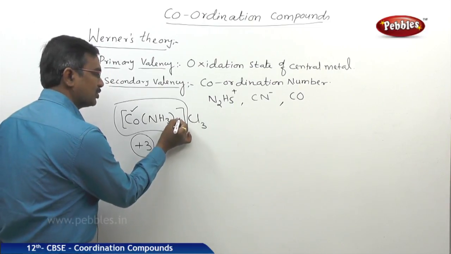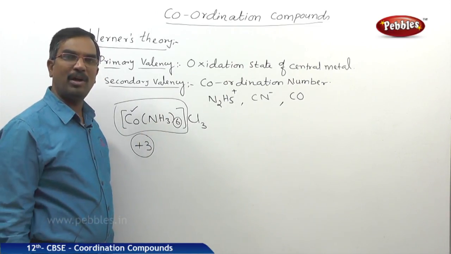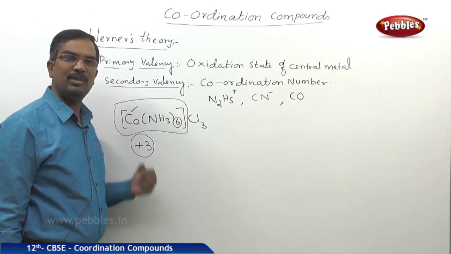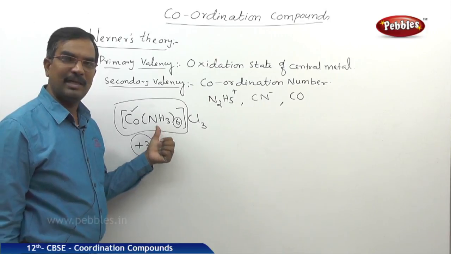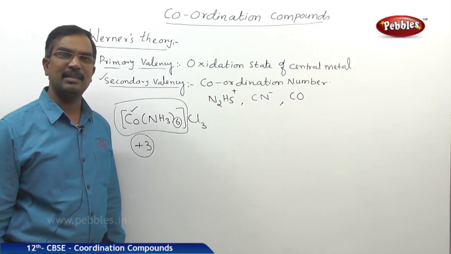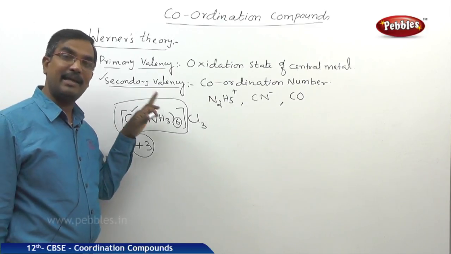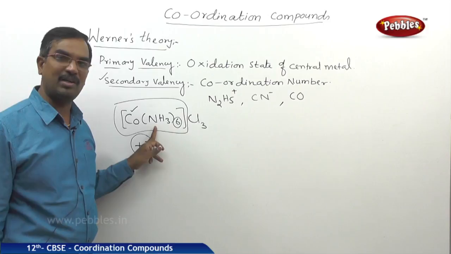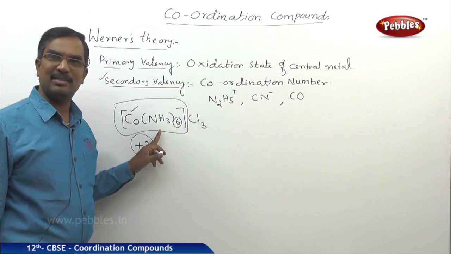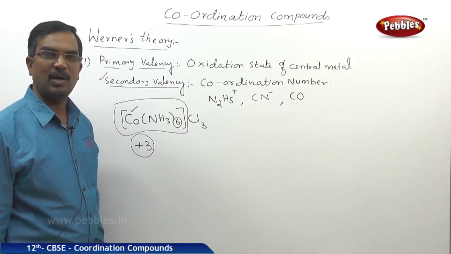Coming to this, the coordination number is 6. That means around this cobalt we can have 6 ammonia molecules, and each ammonia provides one lone pair of electrons to the central metal atom. That's why in this complex the secondary valency of the metal is 6. As I told you, the secondary valency can be satisfied by neutral molecules like ammonia, water, carbon monoxide, NO. All of these can satisfy the secondary valency. But Werner particularly considered the cobalt amine complexes to explain these complexes.